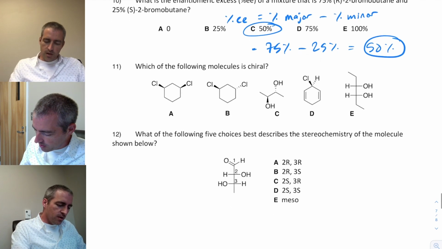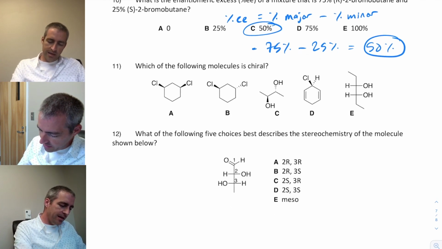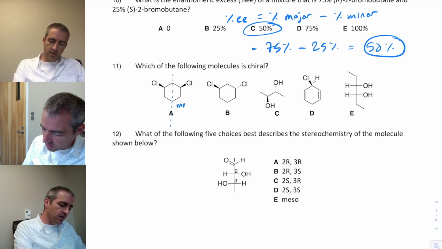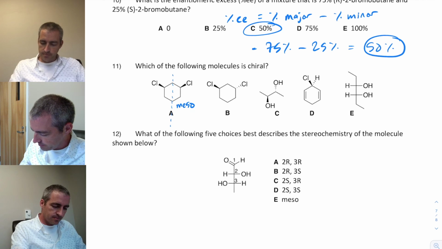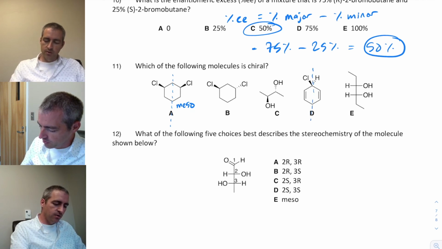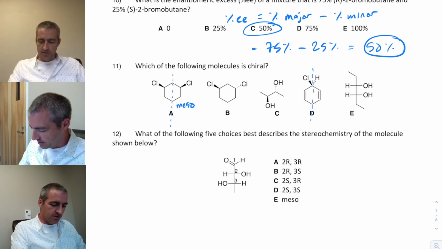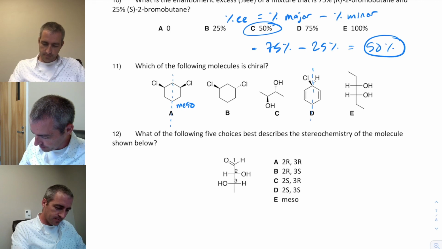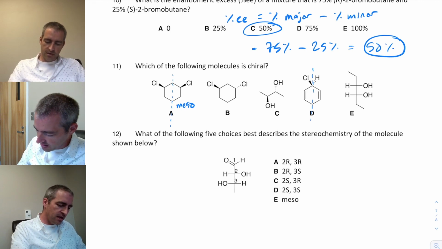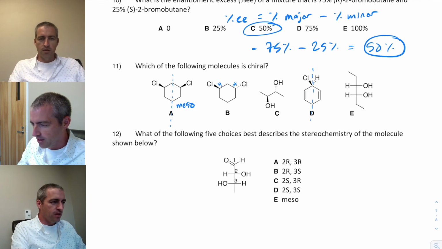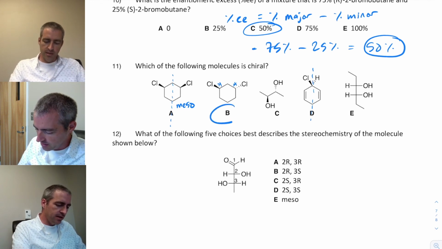Which of the following molecules is chiral? A is not, because A has a mirror plane through it. That makes it meso. D has no chiral centers. Notice it has a mirror plane through it as well. It's not meso though. You need to have chiral centers to be meso. B though, it doesn't have a mirror plane. B has 2 chiral centers here and here, but they're not related to each other by a mirror plane. So B is chiral.